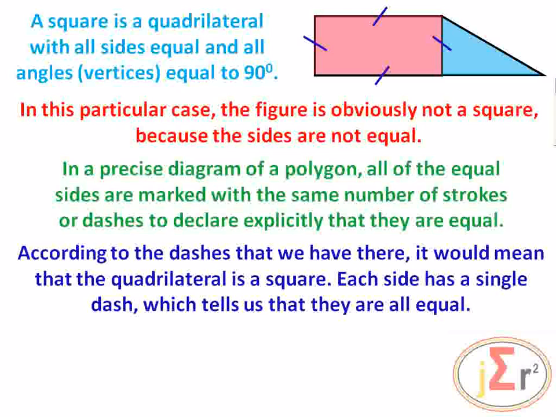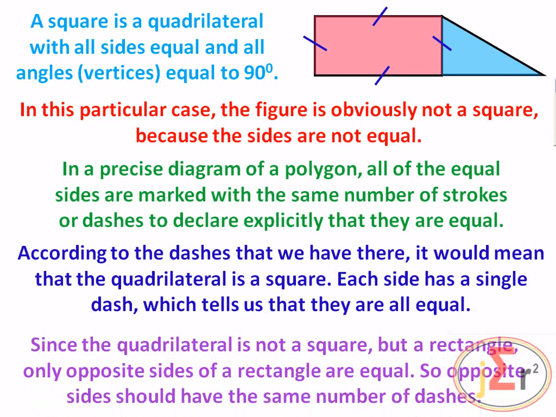According to the dashes that we have there, it would mean that the quadrilateral is a square, because each side is marked with a single dash, saying that all of them are equal. But are they equal, Jerry? No. They are not all equal. Since the quadrilateral is not a square, but a rectangle, only opposite sides of a rectangle are equal. So opposite sides should have the same number of dashes. So we are fixing the problem.